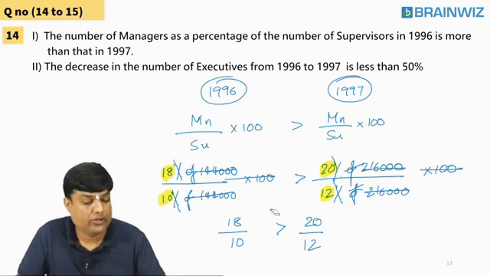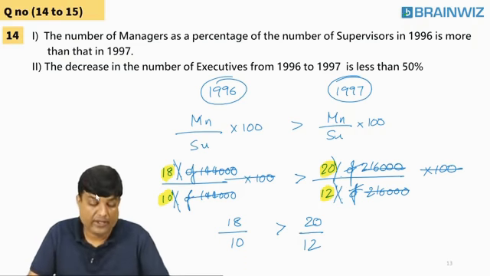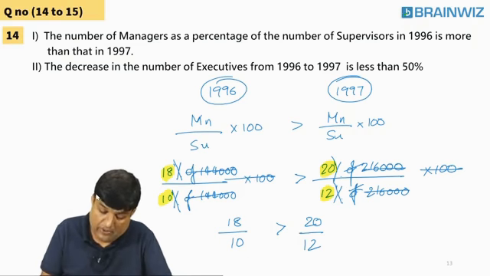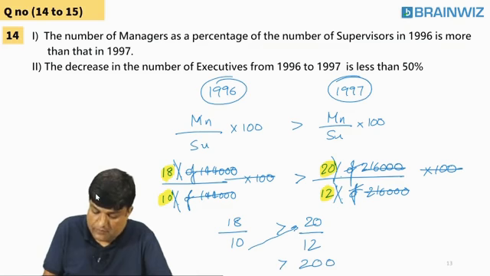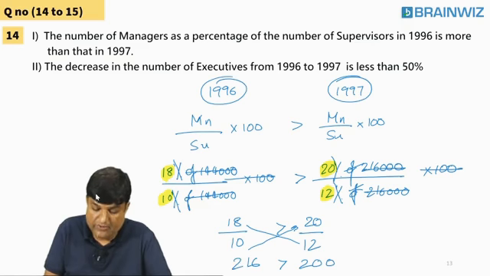Are you understanding, guys? You know how to find this out? Just do the cross multiplication. Let me multiply this one here. That will be 200. When you multiply this one here, 18 twelves are, you should know what 18 twelves are. That is 216.